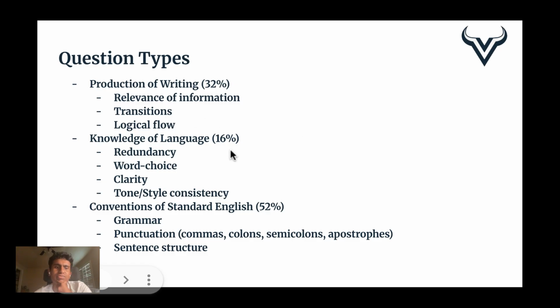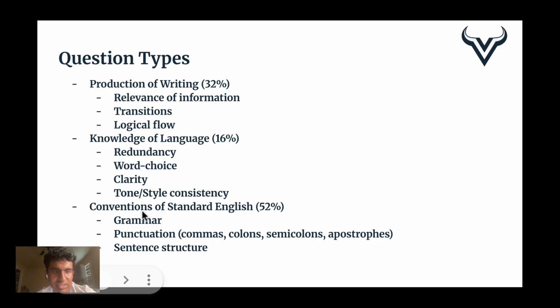And then knowledge of language is 16%, which is basically redundancy, word choice, clarity, and tone. This is spread all throughout the English section. So even though it says 16%, generally you'll need to understand how the tone or style is going through the entire passage, especially for things like logical flow here.